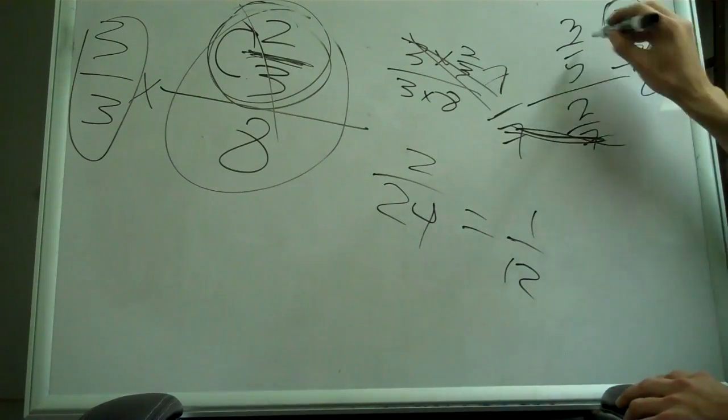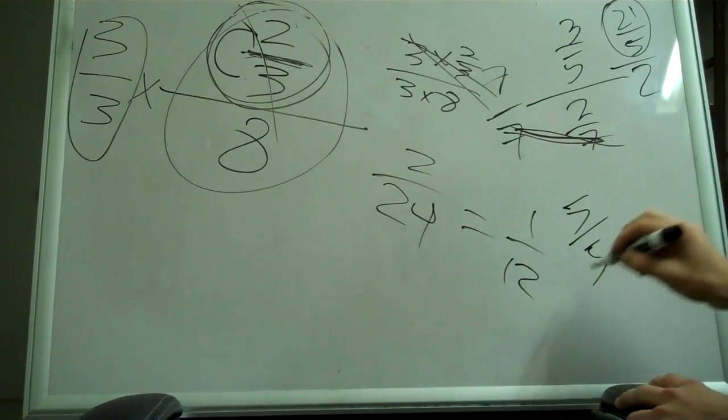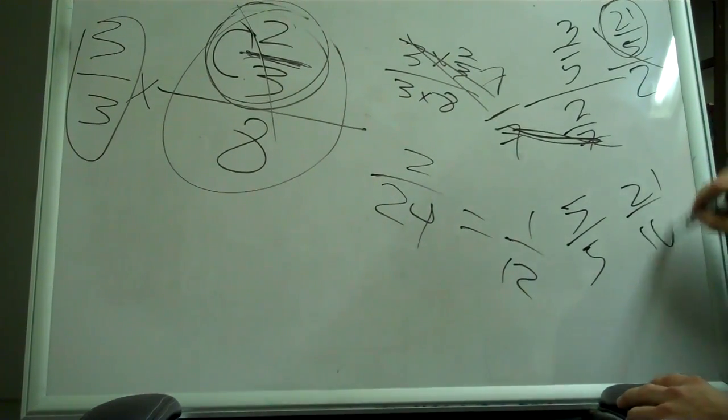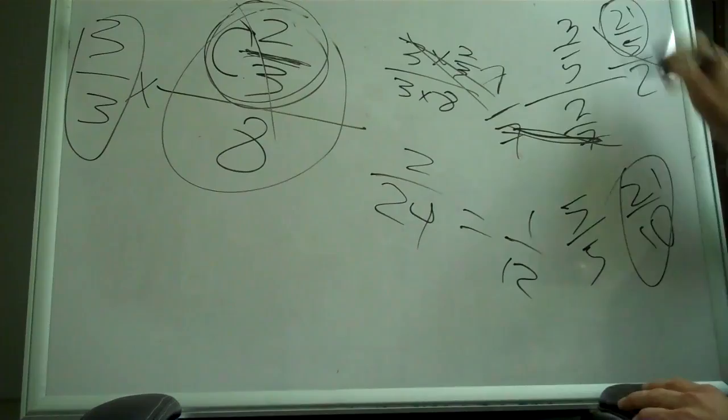Fraction on top, multiply by 5 over 5. These two 5's cancel out, so you're left with 21 over 5 times 2 is 10. There's your answer.